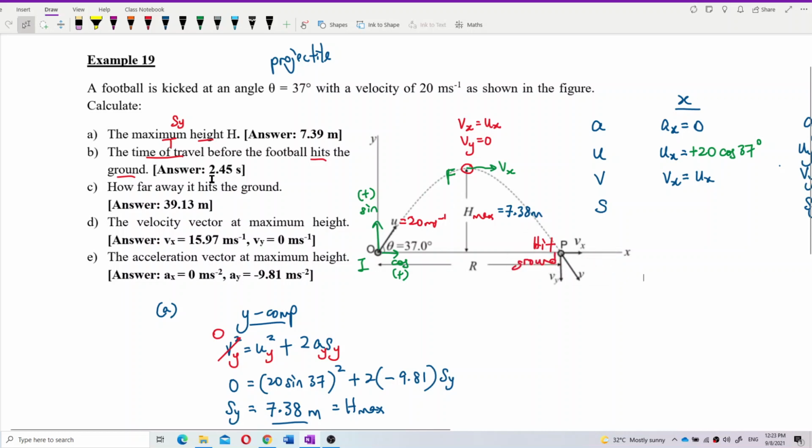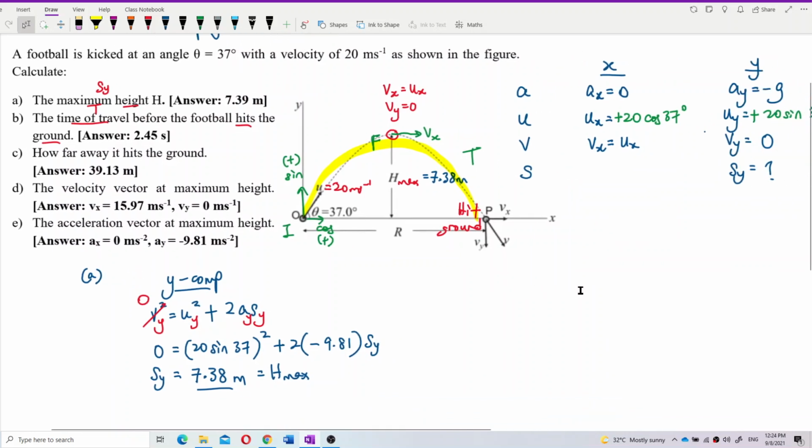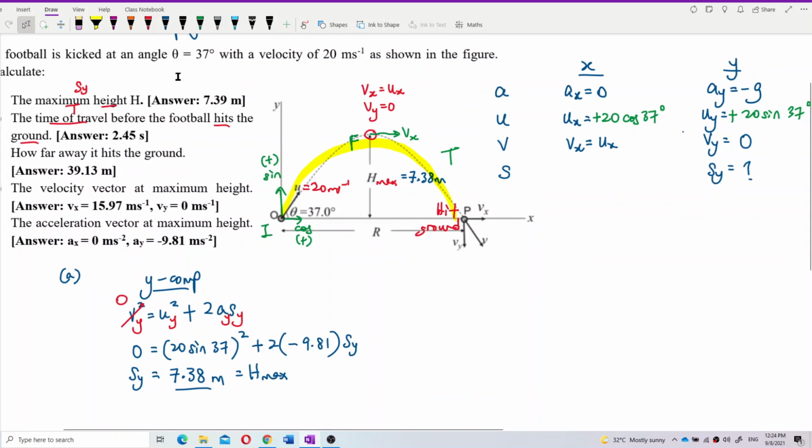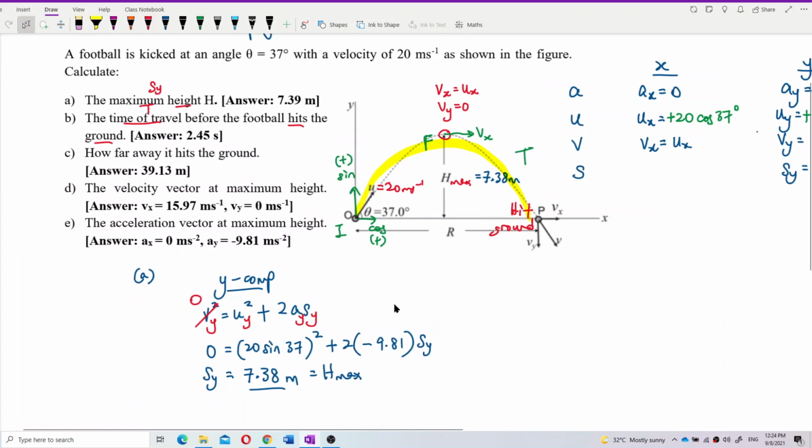So time of travel, we want to know how long it takes to hit the ground. So how long is it? The whole journey. What's the time for the whole journey before it hits the ground? Okay, so how to find? So right now, question B, we need to find the time of travel before it hits the ground. So how do we do it?